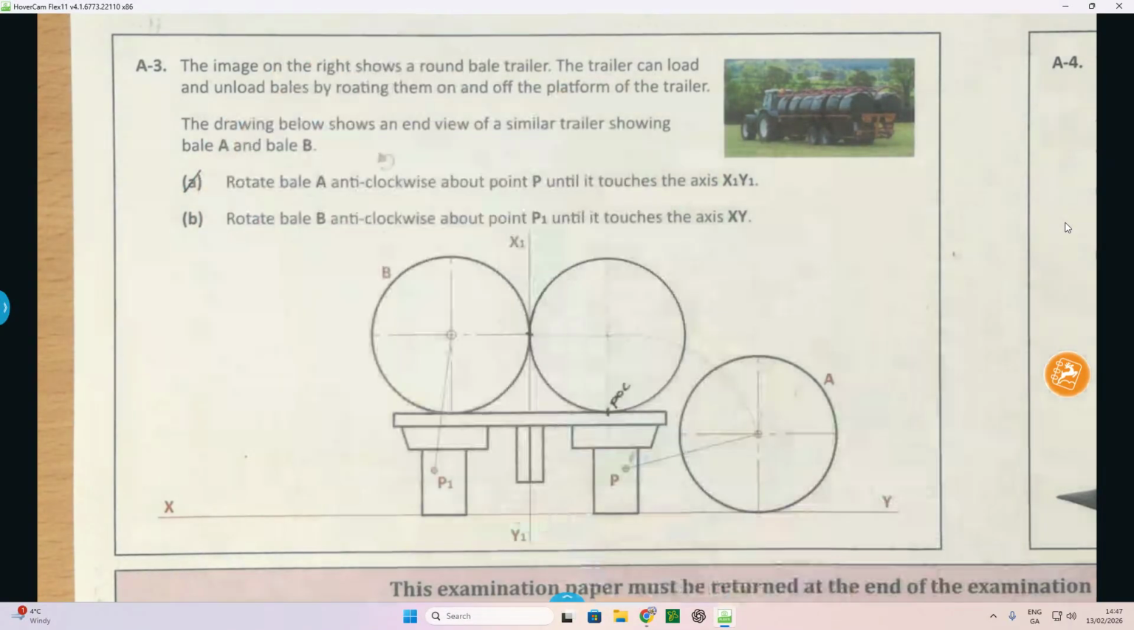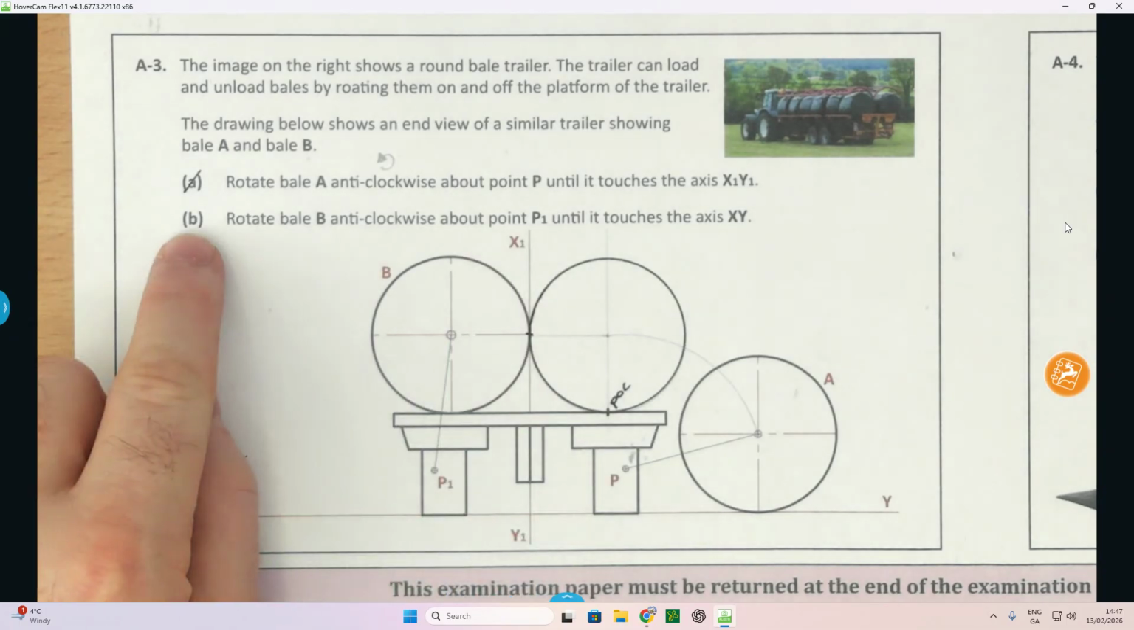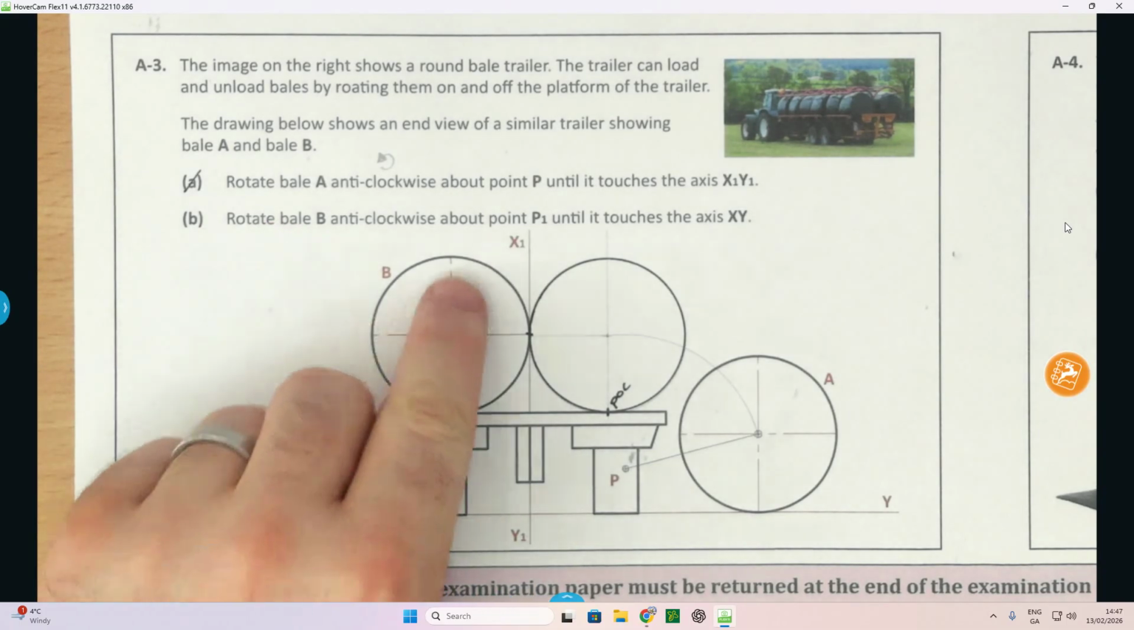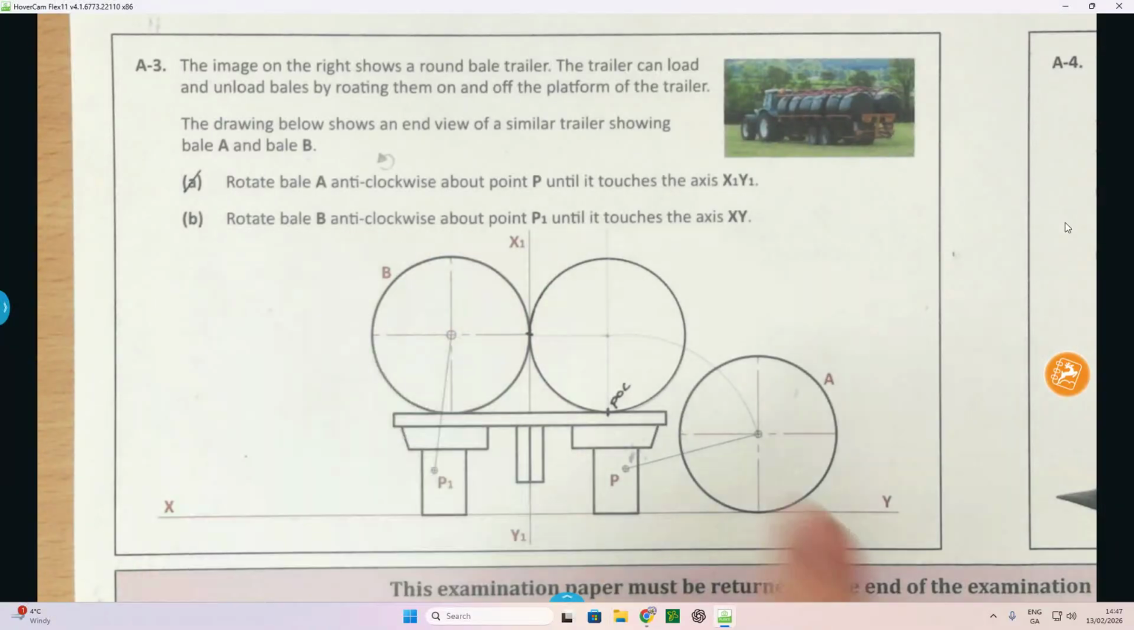But I'm going to read the next part of the question. So that's part A done. All we've done is rotate about point P until it's sitting up there on top of the trailer and hit the axis X1, Y1. Now, part B, rotate bale B, which is the second bale, anti-clockwise again.